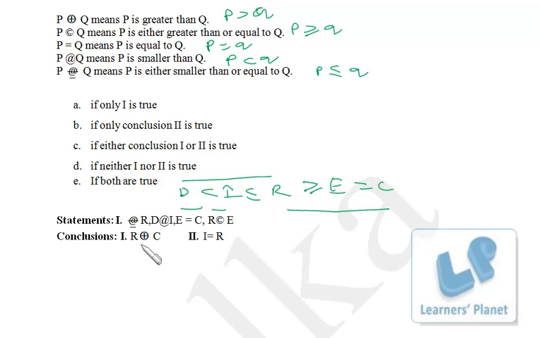Now R is greater than C and I is equal to R. So I is equal to R, we cannot say. I is less than or equal to R, so this is not possible. R is greater than C, that also we cannot say because R is greater than or equal to E and E is equal to C. So R can be equal to C or R can be greater than C. So both the things are possible. So R is greater than C we cannot say. Okay, so neither of them is true.